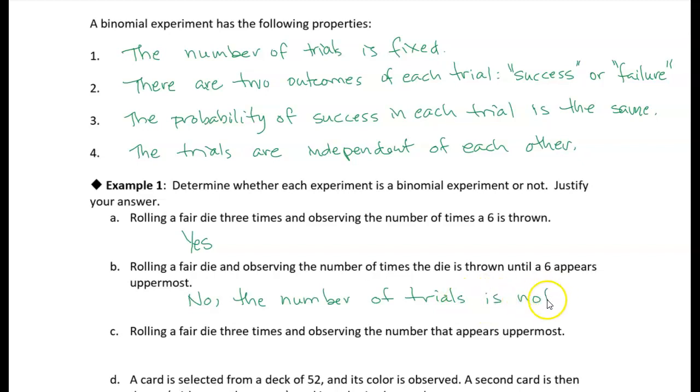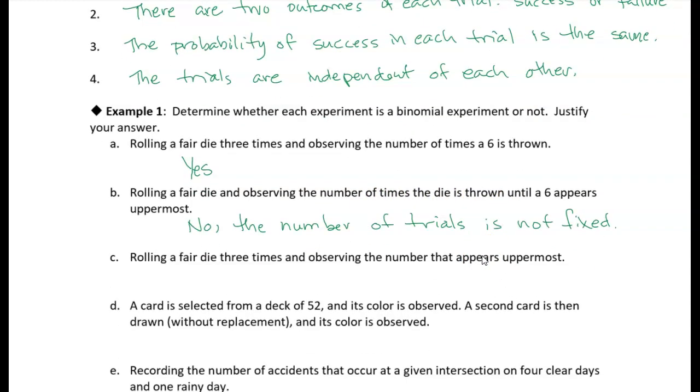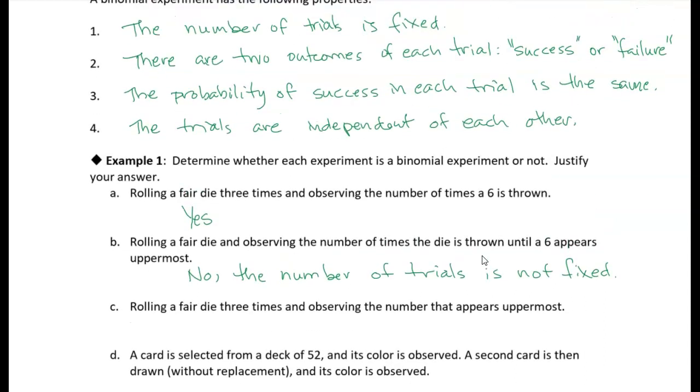Let's look at the next one here. I'm going to keep the properties up there. Rolling a fair die 3 times and observing the number that appears uppermost. So now we're just observing the number. We aren't really interested in any particular number. But that's fine. If I look at the first property, the number of trials is fixed because we're rolling it 3 times. So we have a fixed number of trials.